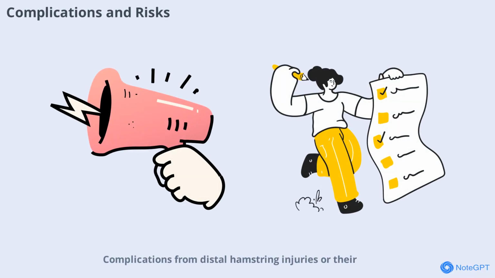Complications from distal hamstring injuries or their treatment are uncommon, but can include nerve injury, persistent weakness, or loss of knee motion. Delayed surgery increases the risk of scar formation and nerve tethering, which can cause numbness or weakness. Careful surgical technique and adherence to rehabilitation protocols minimize these risks and support optimal recovery.